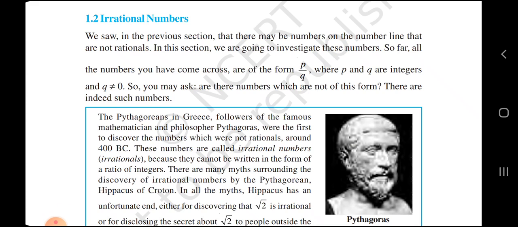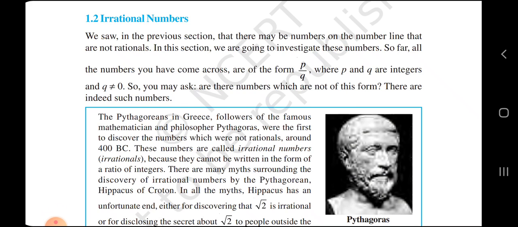Now we have to learn the irrational numbers. We saw in the previous section that there may be numbers on the number line that are not rational. In this section we are going to investigate these numbers. We know that rational numbers can be written in the form of p by q, where p and q are integers and q is not equal to 0.